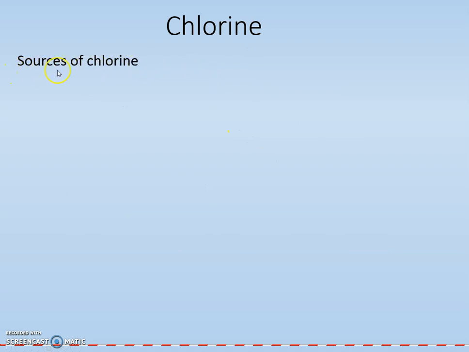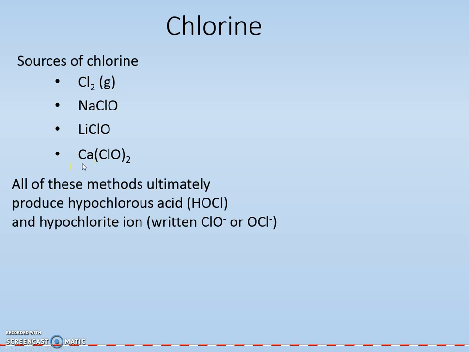Now, there's a number of sources that can be used to introduce chlorine into your pool. This is a bit confusing, but let's run through the list. There's chlorine gas, sodium hypochlorite or bleach, lithium hypochlorite, and calcium hypochlorite. While there's so many to choose from, it should be noted that all of these methods ultimately produce hypochlorous acid, that's this, and hypochlorite ion, written either like this or like this. So it doesn't matter which one is used, the goal is still to produce hypochlorous acid and hypochlorite.